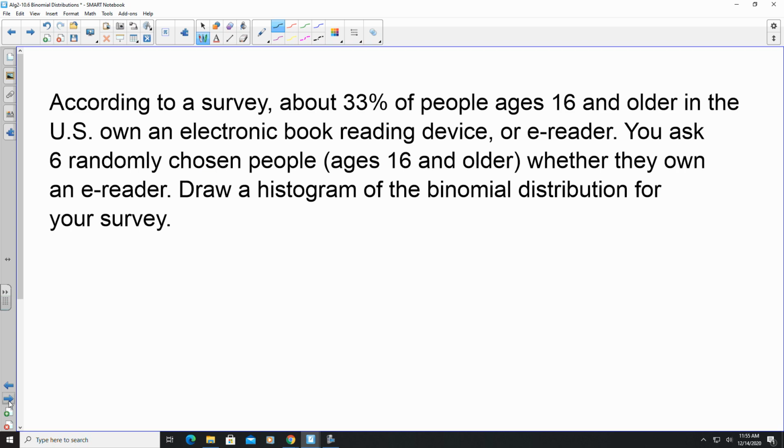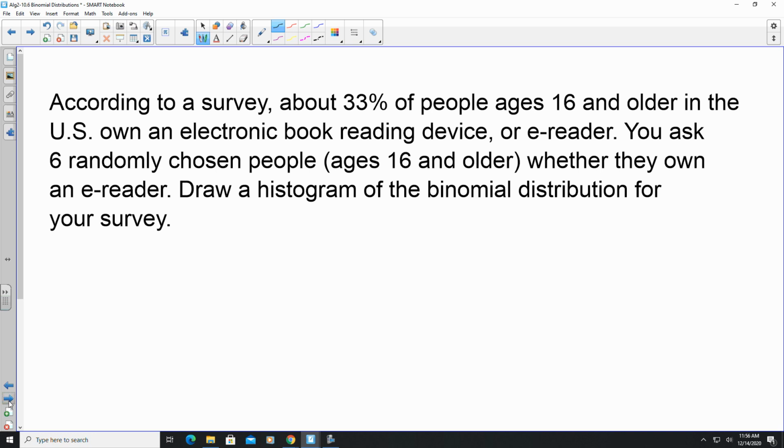For instance, it says according to a survey, about 33% of people ages 16 and older in the US own an electronic book reading device, or an e-reader, kind of like a Kindle. You ask 6 randomly chosen people ages 16 and older whether they own an e-reader, and they want you to draw a histogram of the binomial distribution for your survey.